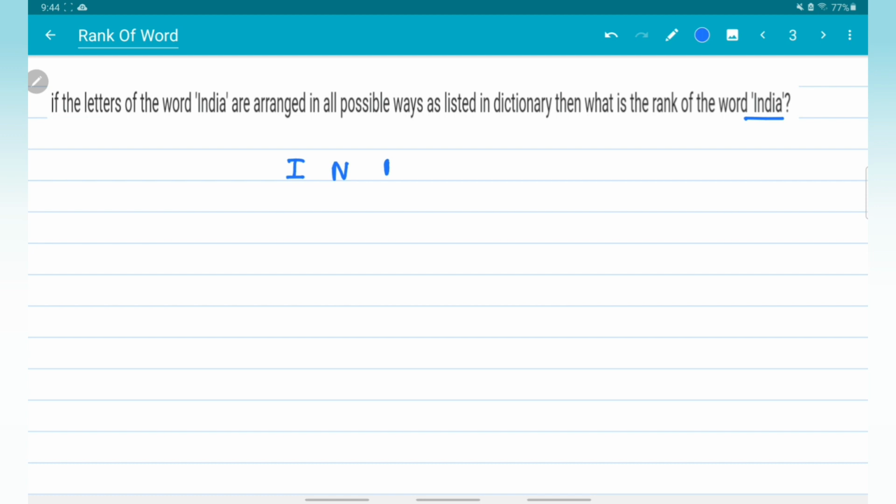We will first write India, and now we are going to number them in alphabetical order. So A comes first, then comes D, then I. I'm going to number both the I's as 3, and then comes N. I'll give it number 4.